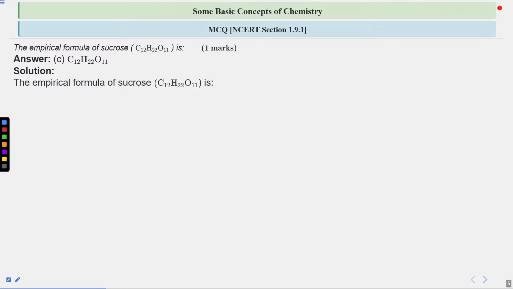Then you will find it very easy to say that your empirical formula is the same as the molecular formula given, which is C12H22O11. So this is the MCQ type question. If you just write the correct answer in your answer sheet without explaining it, you will get the marks. Now, why is it the correct answer? I have to explain it, right?